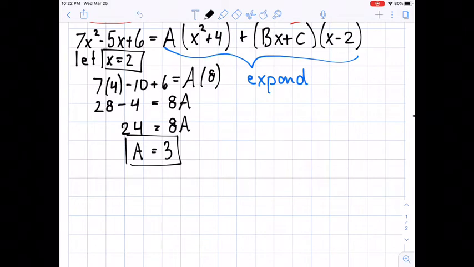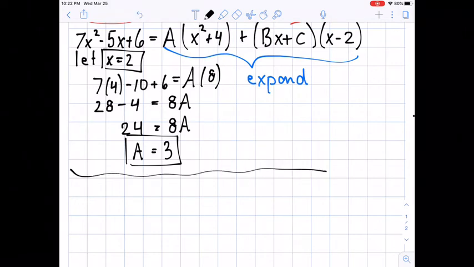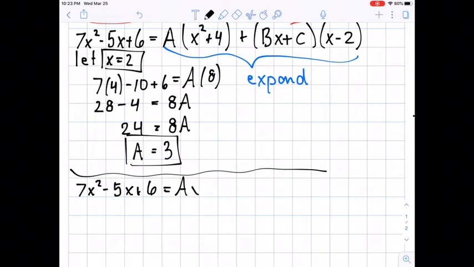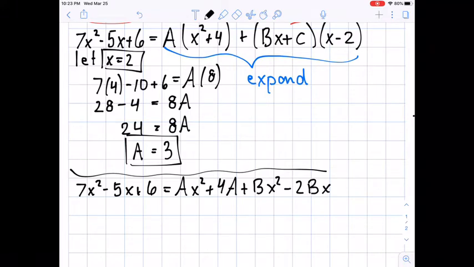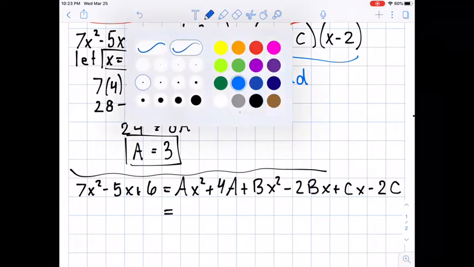So now, on the left-hand side, we have 7x squared minus 5x plus 6. On the right hand side we have ax squared plus 4a plus bx squared minus 2bx plus cx minus 2c. Now we collect like terms on the right hand side.